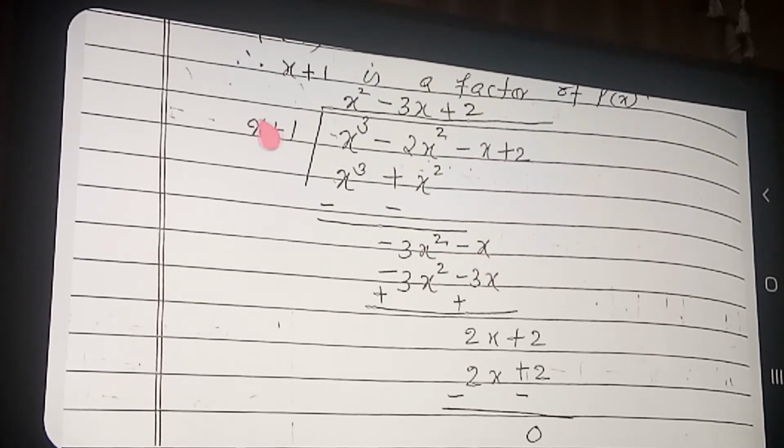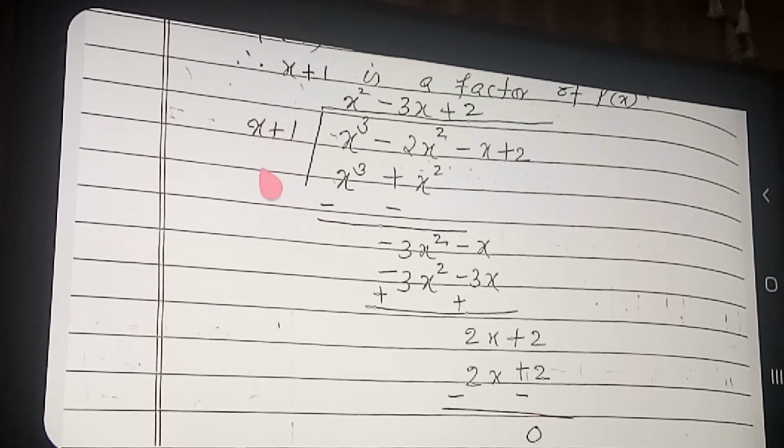First term by first term, how much is coming? Minus 3x. Minus 3x into x is minus 3x square. Minus 3x into plus 1 is minus 3x. Change the sign and add them. This term cancels. Here minus x plus 3x, how much is coming? 2x. Next bring down the last term. First term by first term gives 2. 2 into x is 2x, 2 into 1 is 2. Here change the sign. All the terms cancel, and you get 0 at the end.